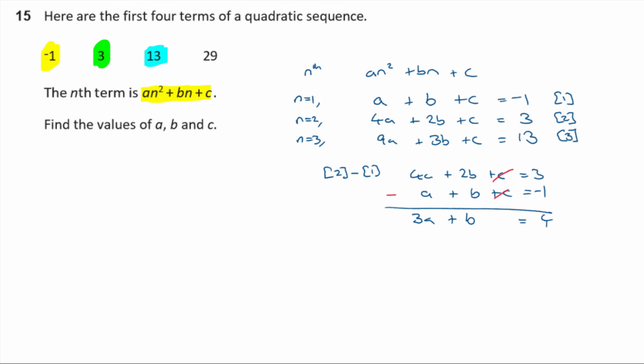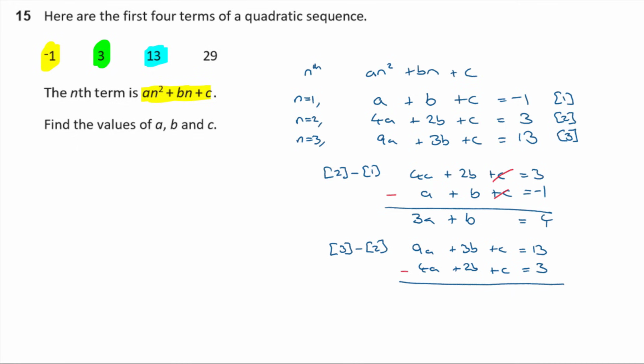So I need another equation in a and b, and I'm going to get that by taking two other of my equations that I've formed and taking one away from the other. So now I'm going to take equation 3 and I'm going to subtract equation 2. That's going to give me 9a plus 3b plus c equals 13. And I've got 4a plus 2b plus c is equal to 3. And I'm going to subtract those. Okay? Now this might seem really complicated, but it's exactly the same every time you solve this.